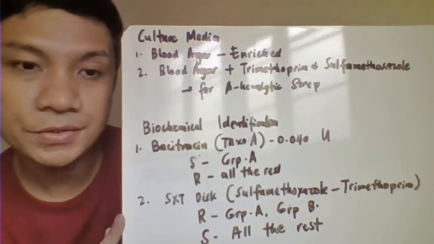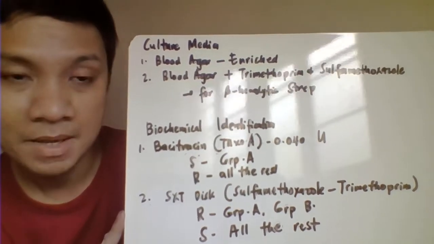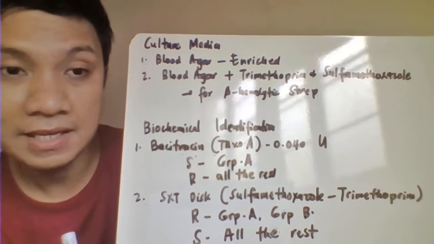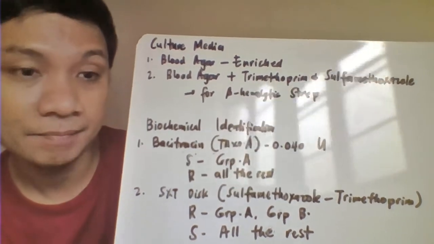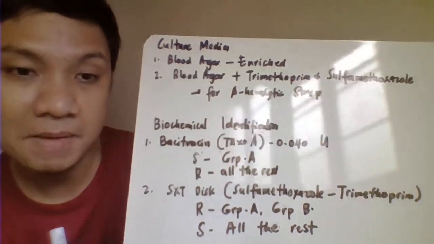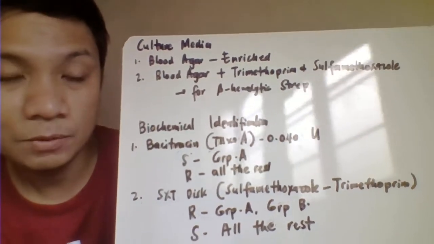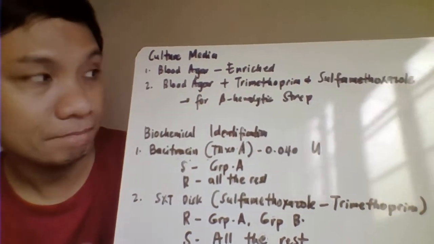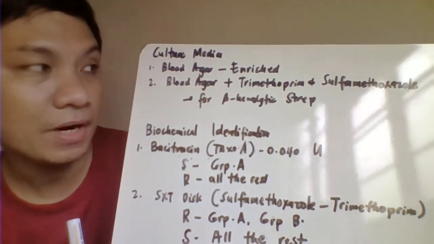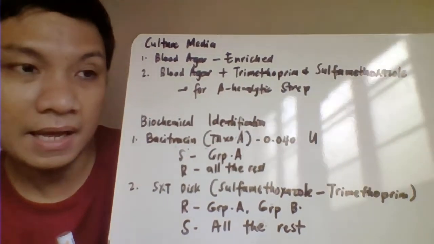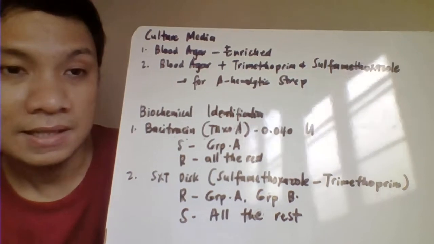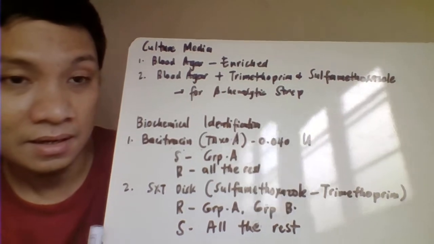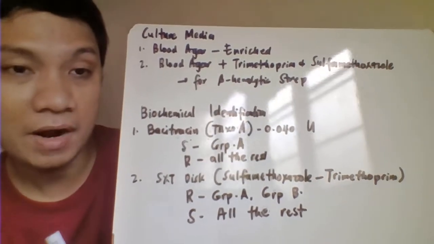Okay, then we also have the culture media for isolation of strep. For you to grow strep, we use blood agar, just like with Staph. The blood agar in the form of a blood agar plate or SBA, sheep blood agar, would be considered an enriched culture medium because again, it contains blood. Then we have blood agar plus an antibiotic disc, SXT or sulfamethoxazole trimethoprim, that would help you differentiate group A and group B, being resistant to SXT, compared with the other strep species.